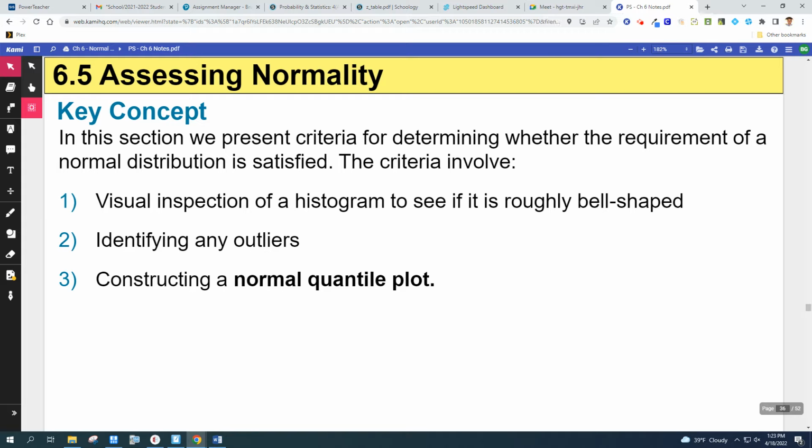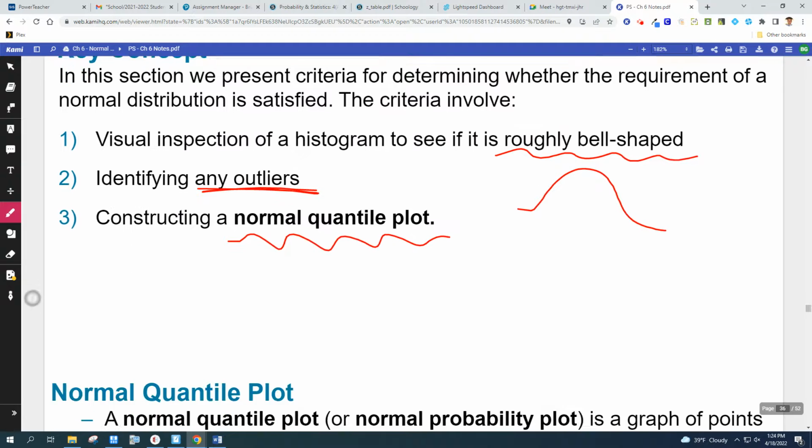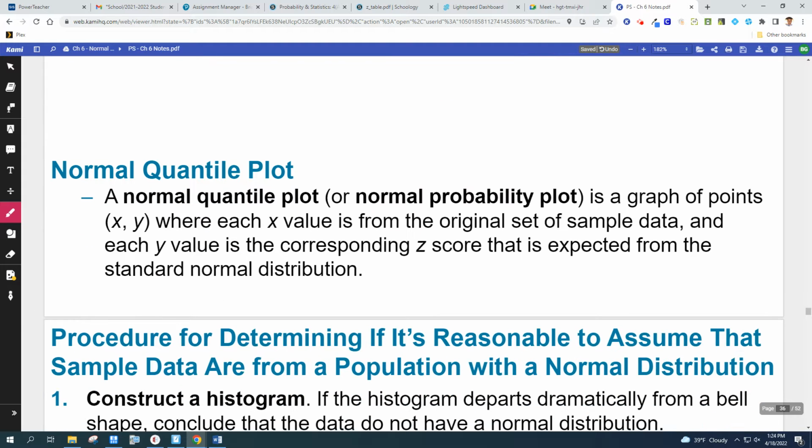6.5, assessing normality. What that means is we're going to try and figure out if the data form a normal distribution. Assessing normality, is it normal? When we look through this stuff, we're looking for a couple of common themes. We want the data to be bell-shaped. Remember, that's our normal distribution, and that's basically what we want. It's not going to be perfect, but it should be roughly bell-shaped at least. Looking for outliers, and then we're doing something called a normal quantile plot. That'll be the newest piece of this information.